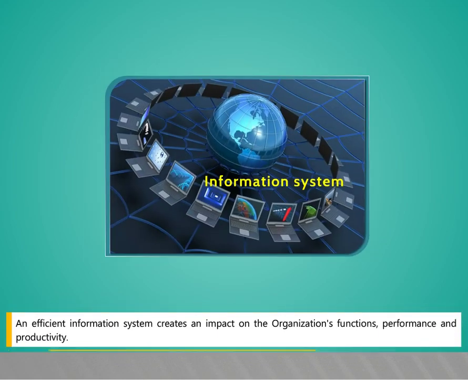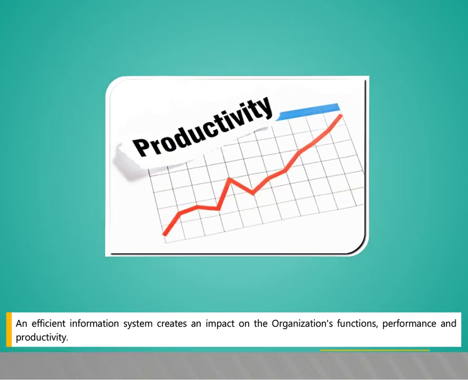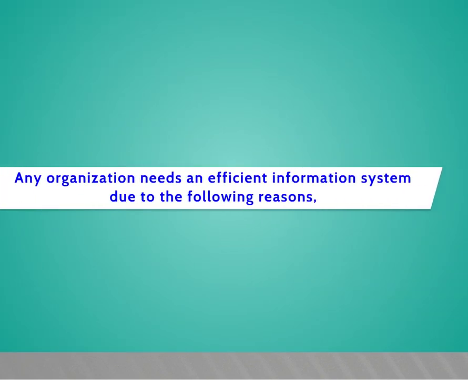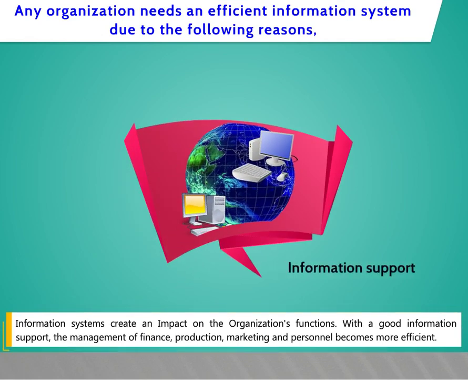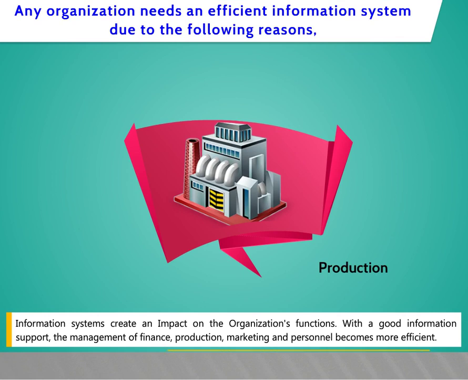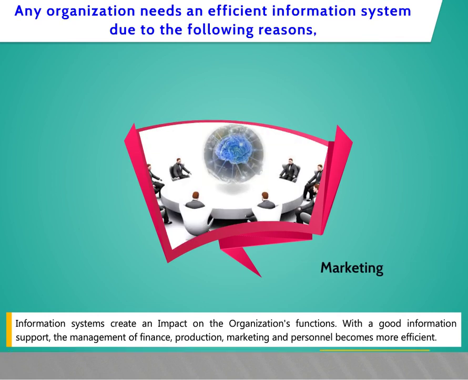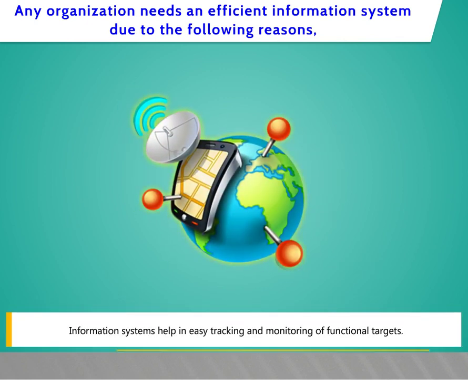An efficient information system creates an impact on the organization's functions, performance, and productivity. Any organization needs an efficient information system due to the following reasons. Information systems create an impact on the organization's functions. With a good information support, the management of finance, production, marketing, and personnel becomes more efficient. Information systems help in easy tracking and monitoring of functional targets.